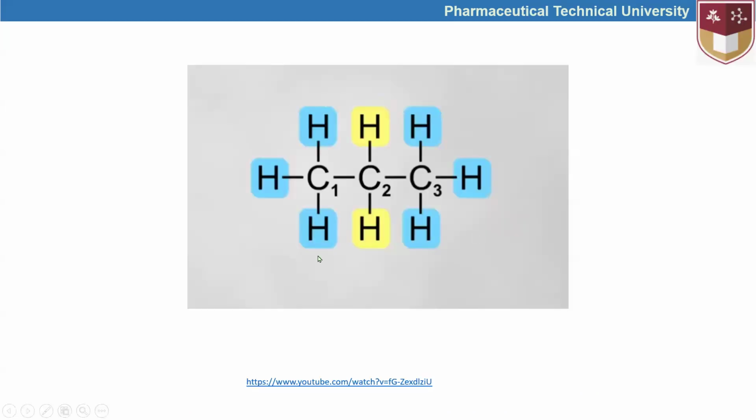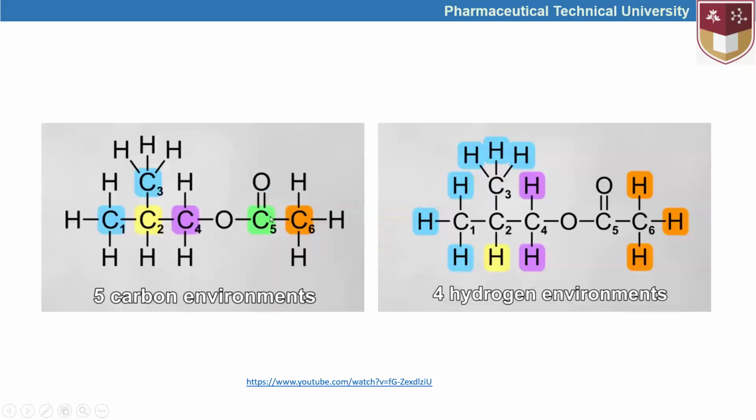Okay, in carbon environment, if we categorize hydrogens into different classes, here we can see in the molecule of propane, the six hydrogens belong to different categories. These 1, 2, 3 and 1, 2, 3 hydrogens belonging to the edge methyl groups are in the same category. And the hydrogens located on the central carbon atom are in another category. So there are only two hydrogen environments in this molecule.